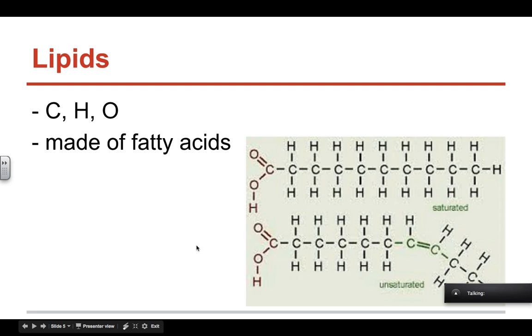Lipids. They're also made of carbon, hydrogen, and oxygen, right? But the carbon, hydrogen, and oxygen are oriented in a different way. The building block for a lipid is a fatty acid. That's what it's called, right? And fatty acids are actually these sort of chains here. There's different kinds. There's saturated and unsaturated, where unsaturated fatty acids have a double bond, which actually makes them a little harder to break down. And saturated fats here have all single bonds, but every single element here is a carbon, a hydrogen, or an oxygen.